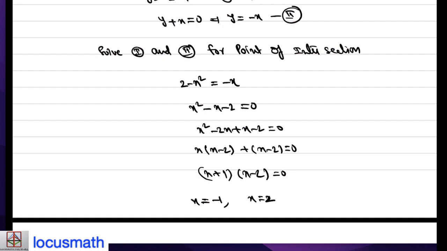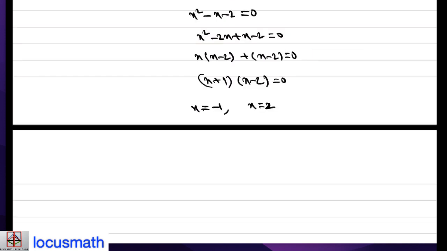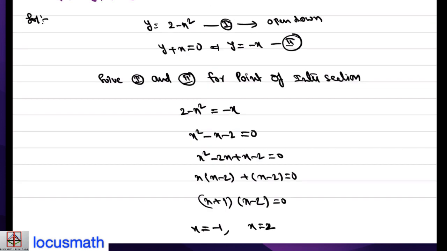So this parabola and the line intersect at x equal to minus 1 and x equal to 2. Before drawing the diagram, in the usual notation the required area is, we will write, between minus 1 and 2, lower limit minus 1, upper limit 2, y1 minus y2 dx. We will write like this. But which one is y1 and which one is y2?